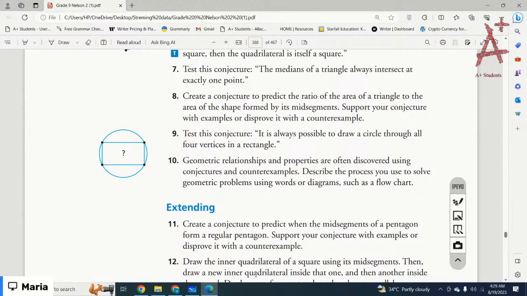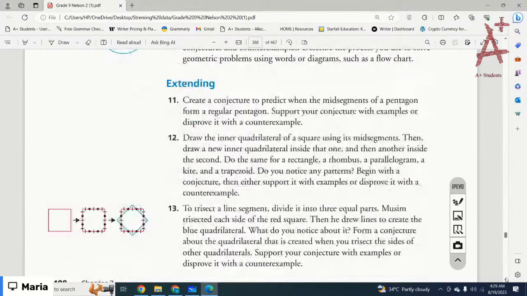Question number 11 is create a conjecture to predict that the mid segments of a pentagon form a regular pentagon. Support your conjecture with an example and disprove it with a counterexample. So if you join the mid segments of the pentagon, a pentagon of similar design will be formed, only of different dimensions and orientation. So that means the mid segments form a pentagon like the original one.